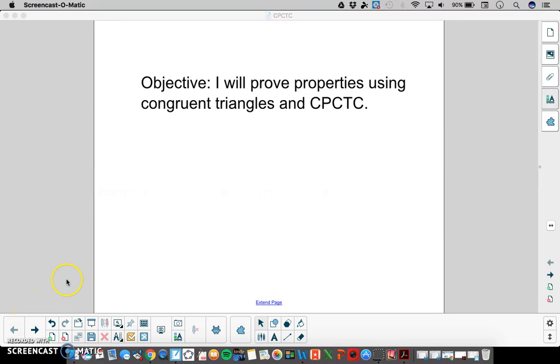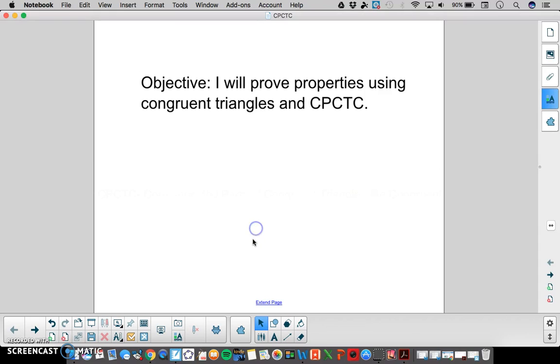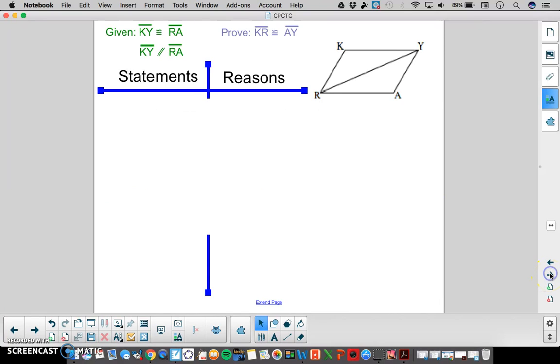In this video, we're going to prove properties using congruent triangles and CPCTC. Remember that CPCTC stands for corresponding parts of congruent triangles are congruent. That means if we already know that we have two triangles that are congruent, then we know the parts that are corresponding are congruent. So let's look at a couple of proofs.